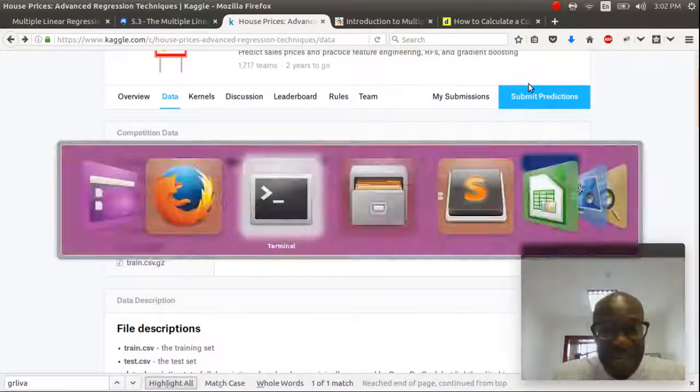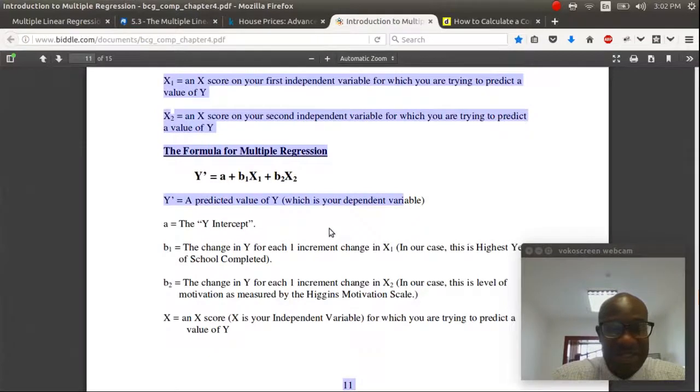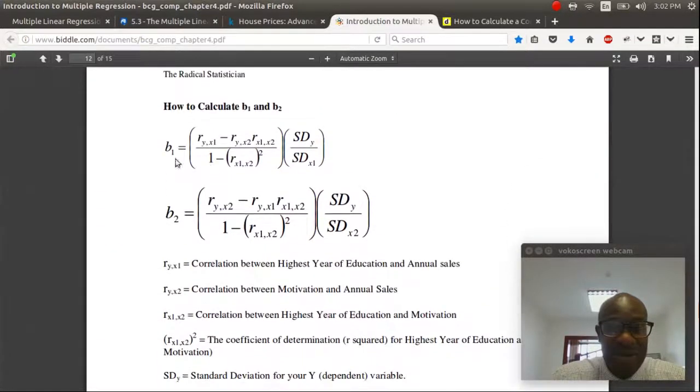So we have the data, we have our correlations, we have everything. We just now need to follow this formula, and to get this formula, we need our coefficients. Since we have two independent variables, we need two coefficients, one for our first independent variable and one for our second. So let's focus on the first one.